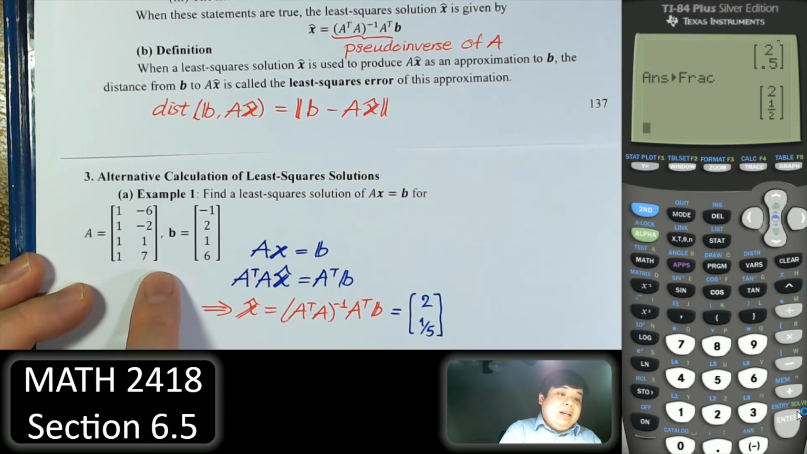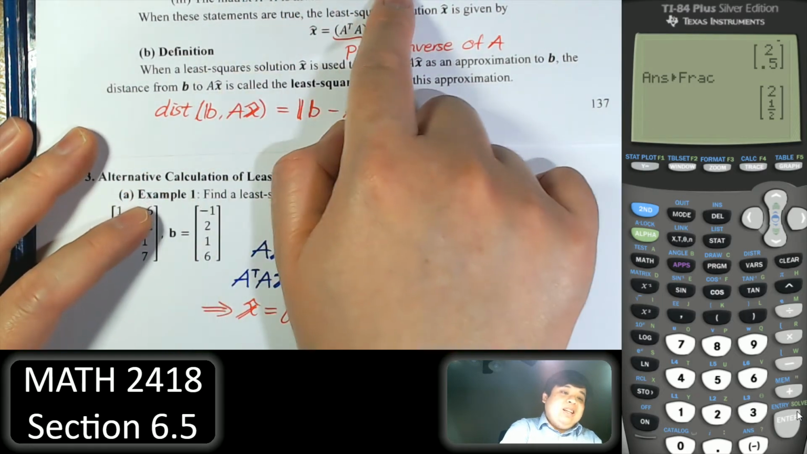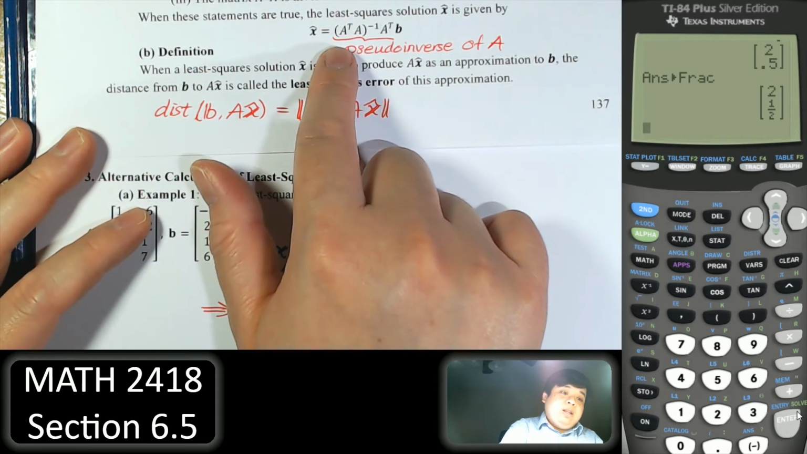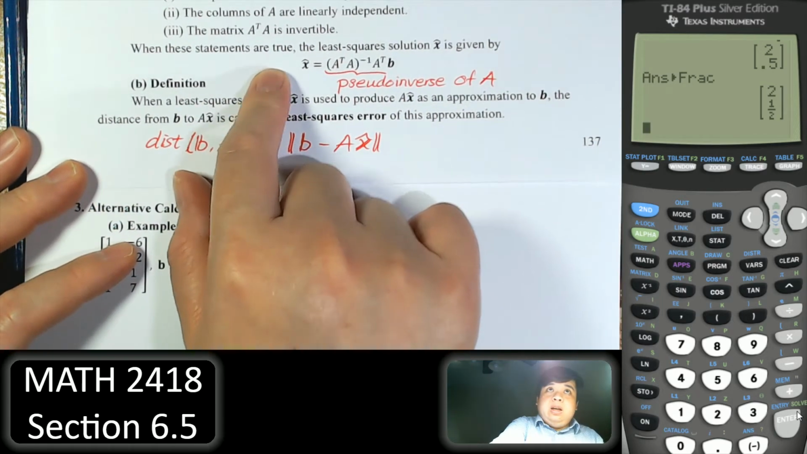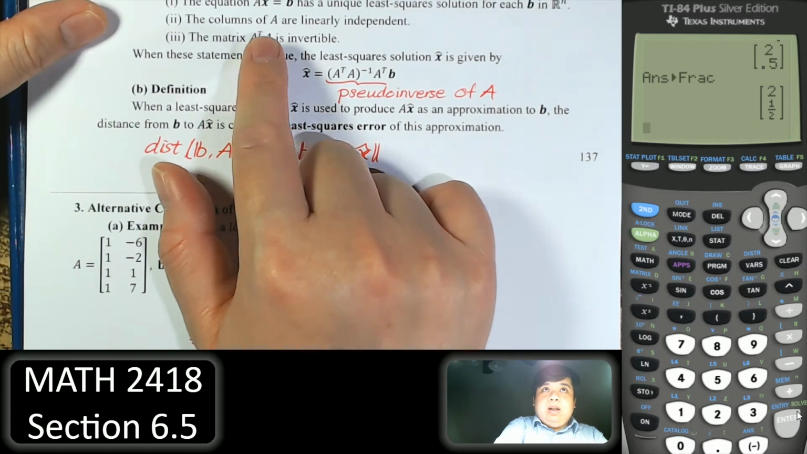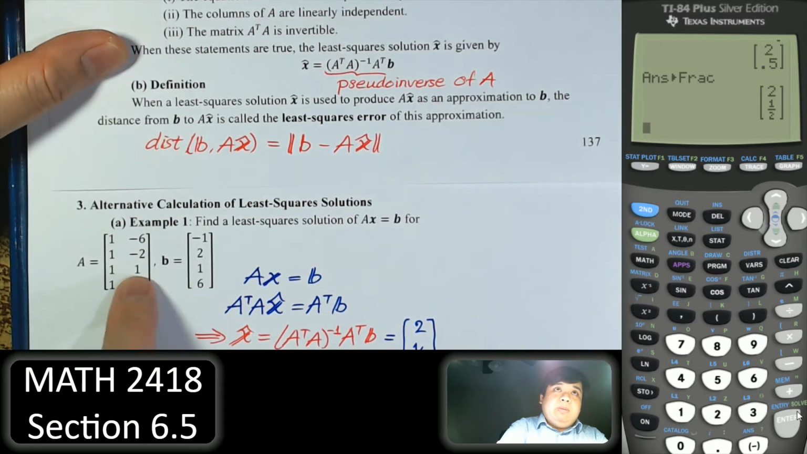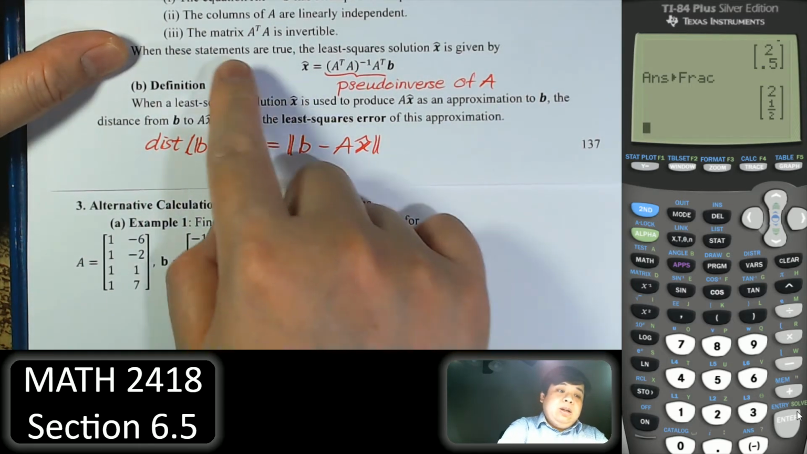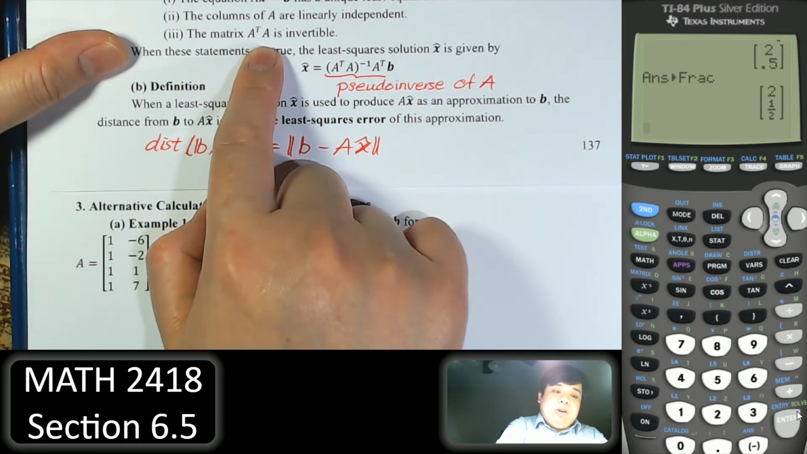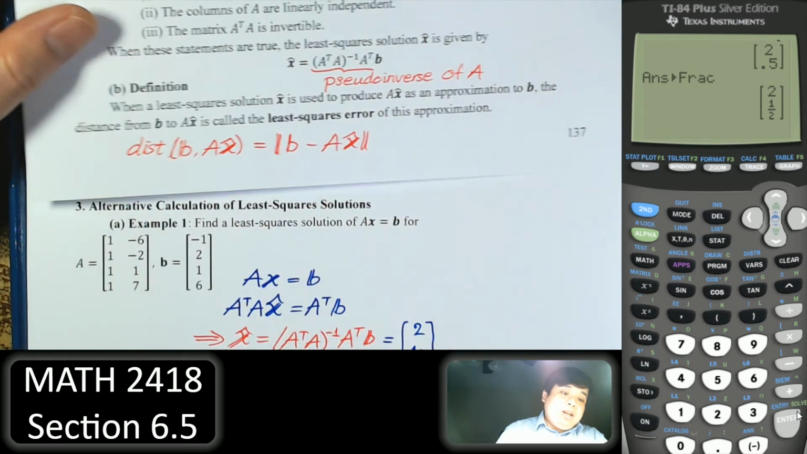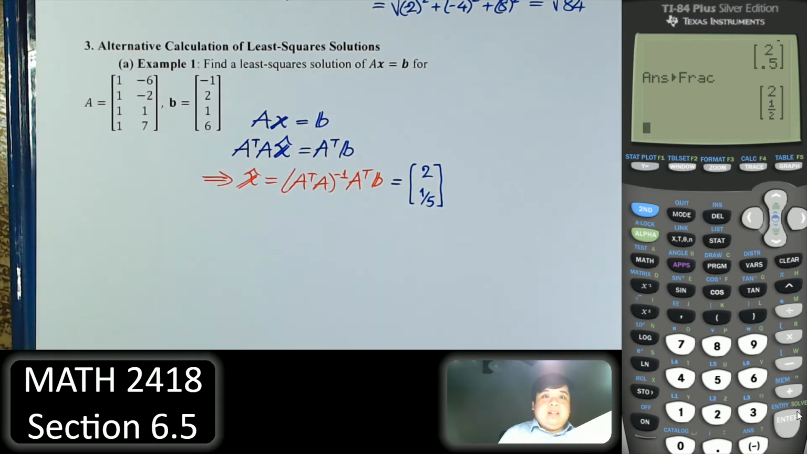They are not multiples of each other, so they are linearly independent. And when the columns of A are linearly independent, the pseudo inverse exists because A transpose A is invertible. So once again, the columns of A are linearly independent, so A transpose A is invertible, so the pseudo inverse exists. In this case, I just enter everything, and we have the pseudo inverse, and we have the solution.